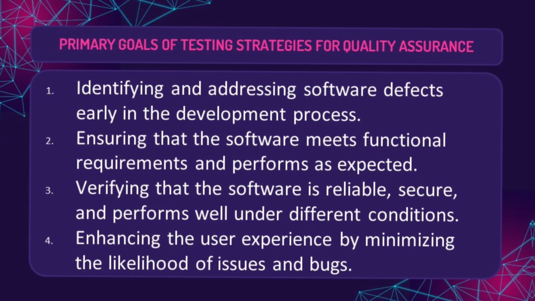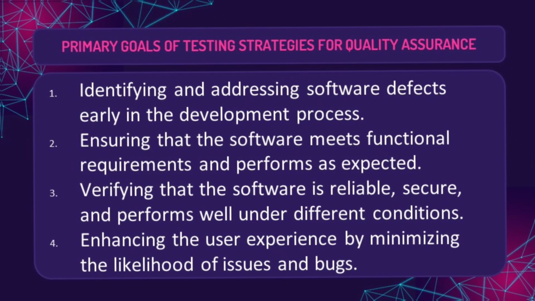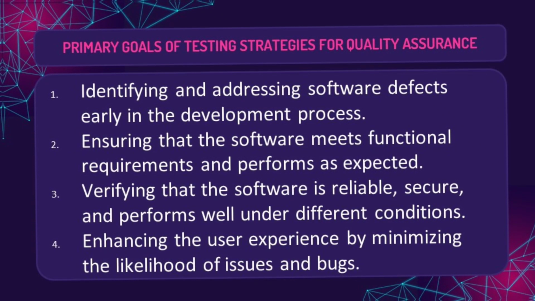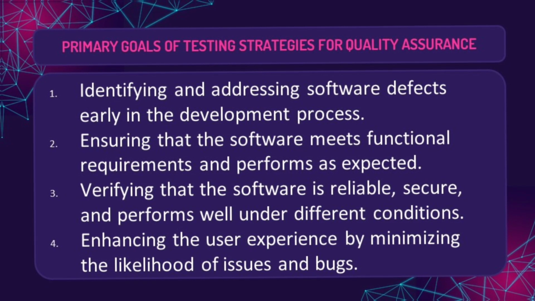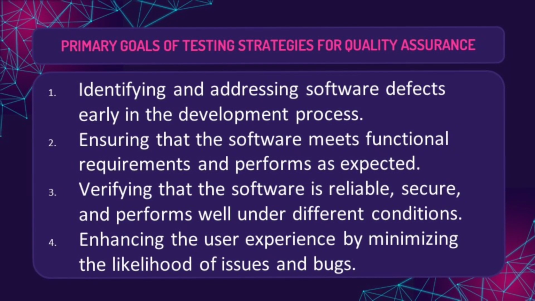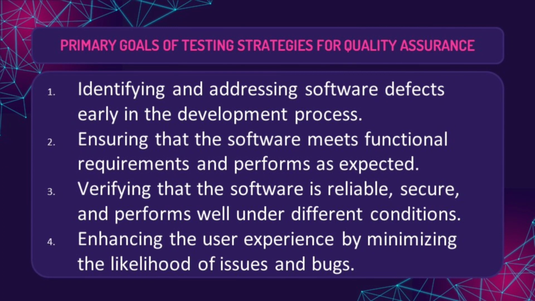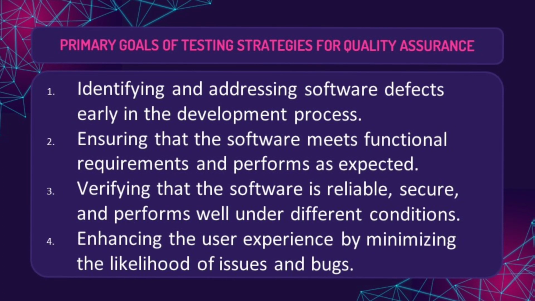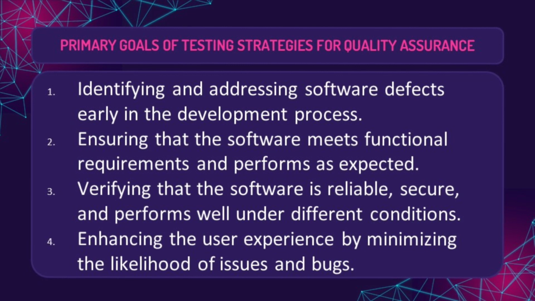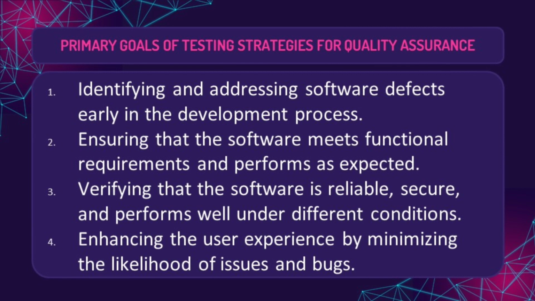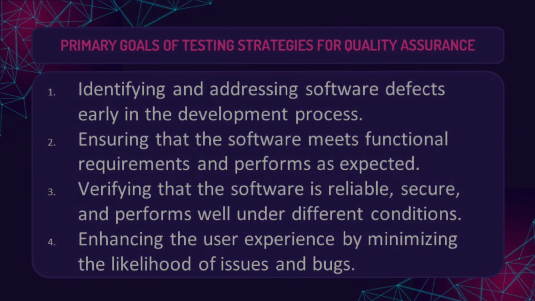Verifying reliability and performance. Quality assurance testing strategies aim to verify that the software is reliable, secure, and capable of performing well under various conditions. This includes assessing its stability, security against threats, and ability to handle heavy workloads. Enhancing user experience. QA strategies focus on improving the overall user experience by minimizing the likelihood of issues and bugs. This involves testing the software from a user's perspective, ensuring it's user-friendly, intuitive, and free from usability problems.